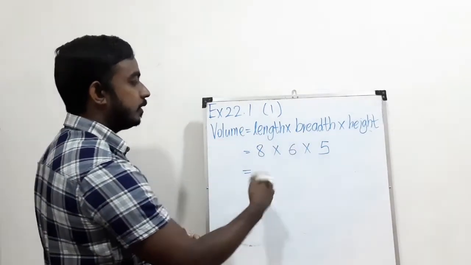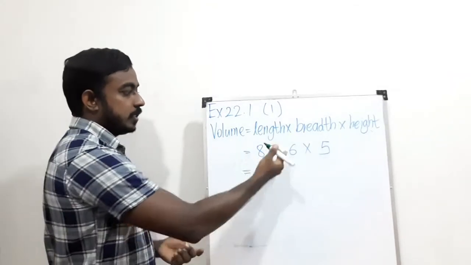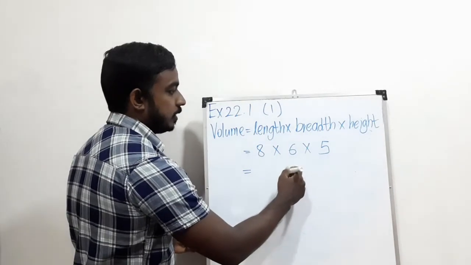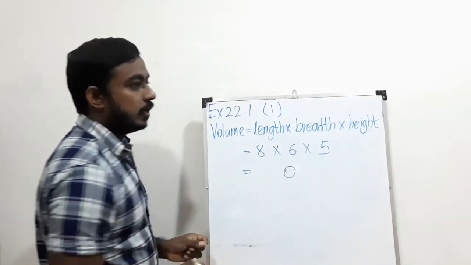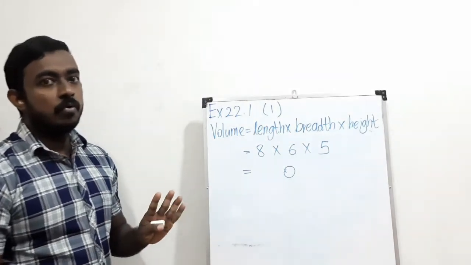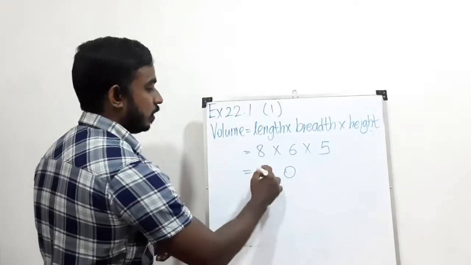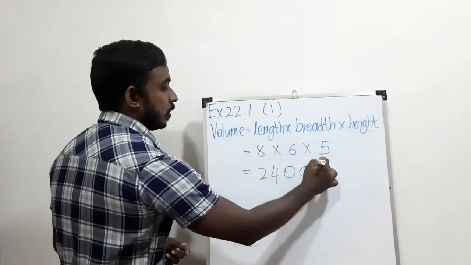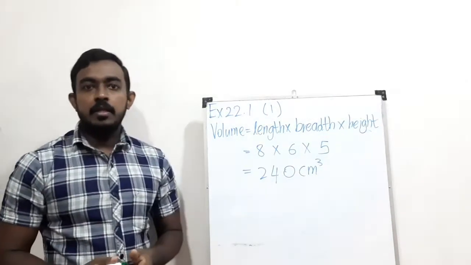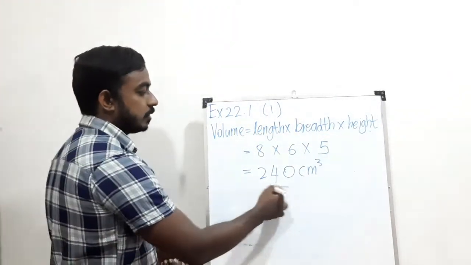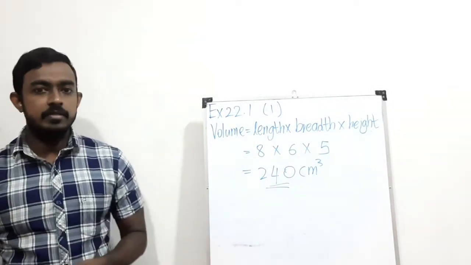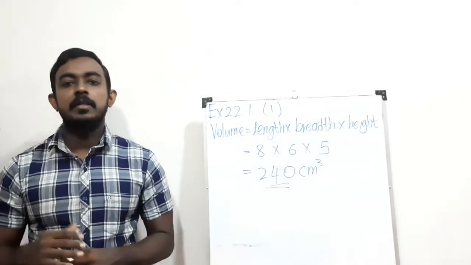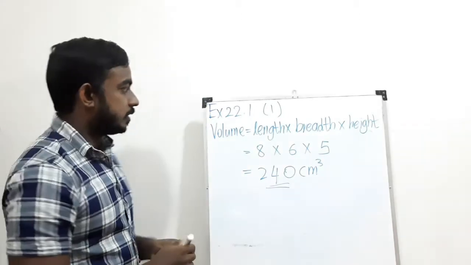Now we have to multiply this and get the answer. 8 times 6 is 48, then 48 times 5: 5 times 8 is 40, then 4 remains, 5 times 4 is 20, 20 with this 4 is 24. So I can write the answer as 240 cubic centimeters. So this is our answer. As you can see, this is very easy. And I'm going to do another question using the last measurement that they have given us in the table. Let us see how to do that.